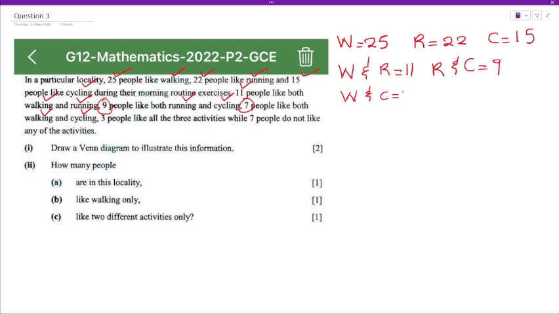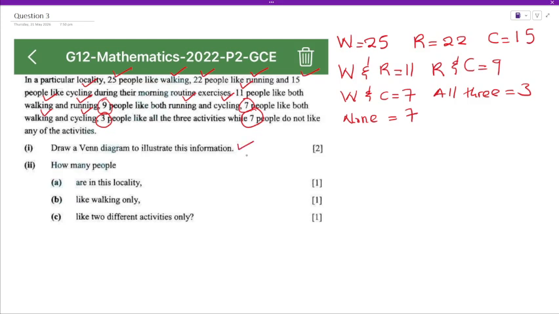Okay, then 3 people like all 3 activities. All 3, we have 3 guys. And then 7 people do not like any of the activities. So none of the activities, we have 7. Draw a Venn diagram to illustrate the information.